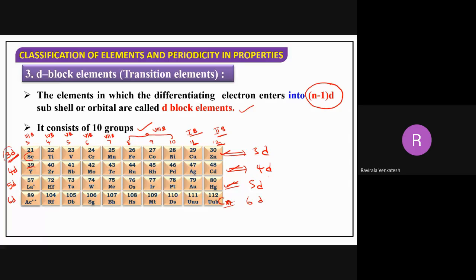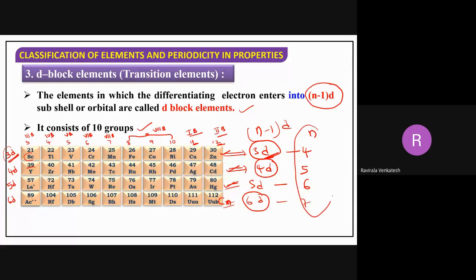electrons enter. The differentiating electron is in the 3d orbital. The differentiating electron is in the 4d orbital. The differentiating electron is in the 6d orbital. Therefore, they are called the 3d series here. Now, 3d series belongs to which period? 4th period. 4d series belongs to which period? 5th period. 5d, 6th period. Like that, because of the (n minus 1) d orbital. N is equal to what here? 4 here, isn't it?